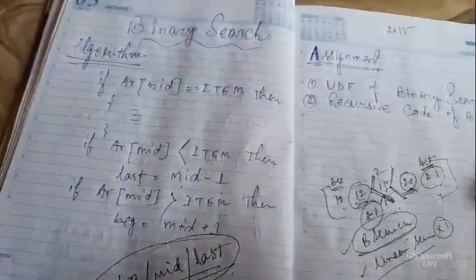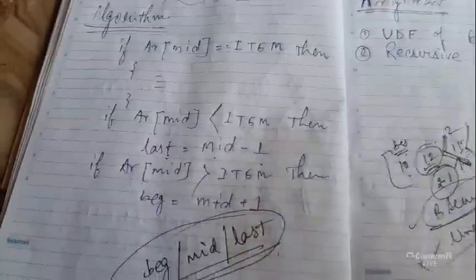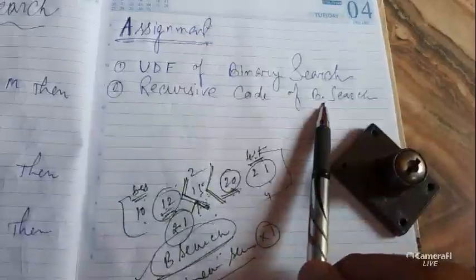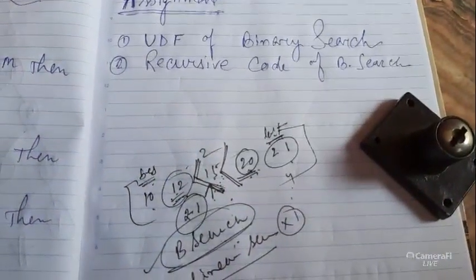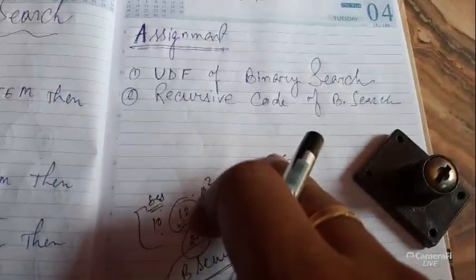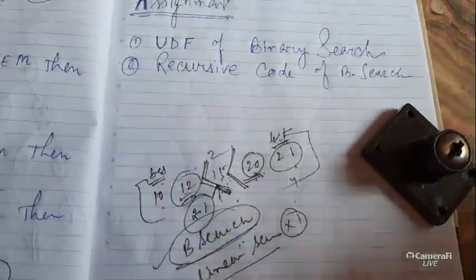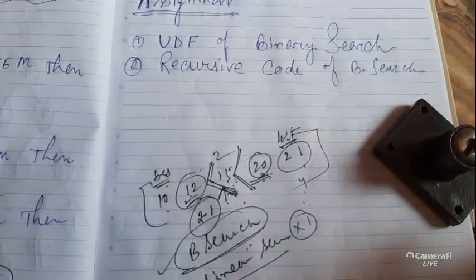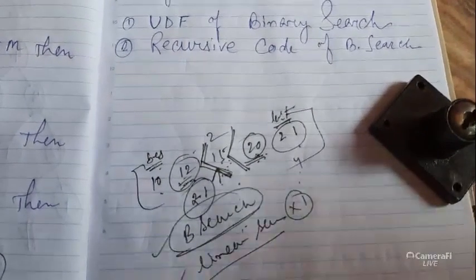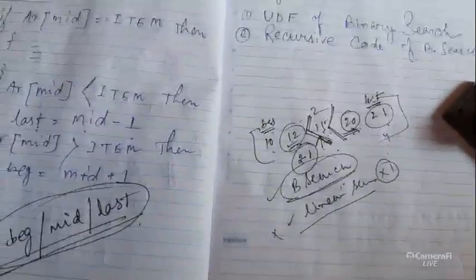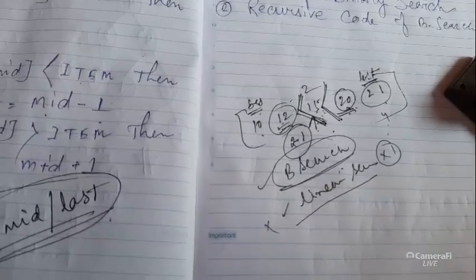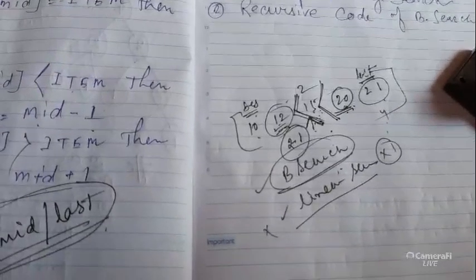This is the algorithm part, and through this algorithm you have to write two codes: one user defined function of binary search and a recursive code of binary search. These will be your two assignment questions that you will finish by today. Today is the end of this chapter. I am sharing the rest of the notes with you, and after Sunday or Monday I will take another practical session, if possible. Within that session I will try to demonstrate some more features or a few more examples.